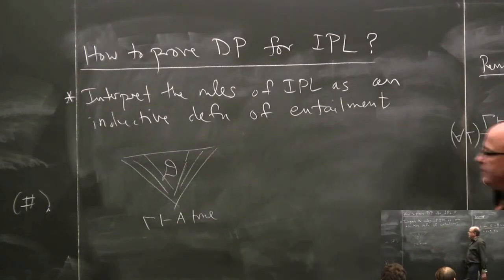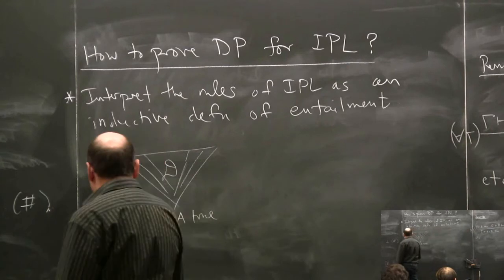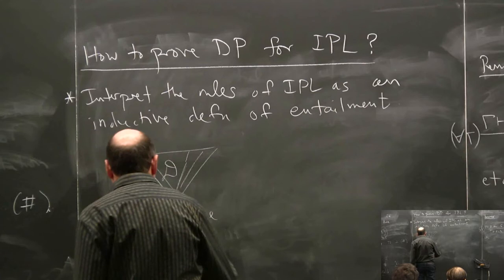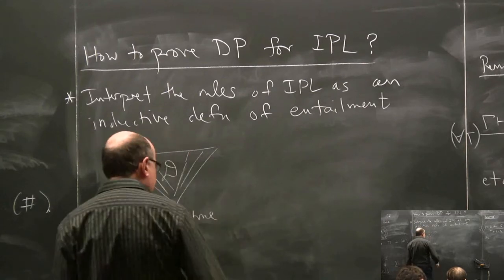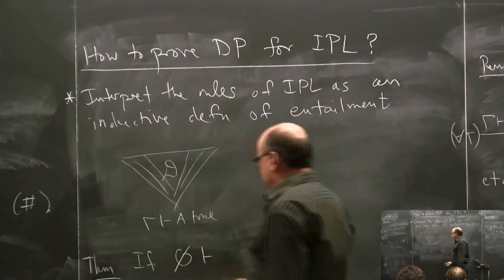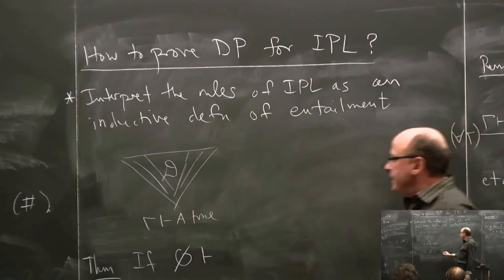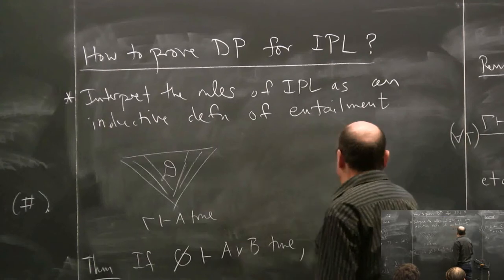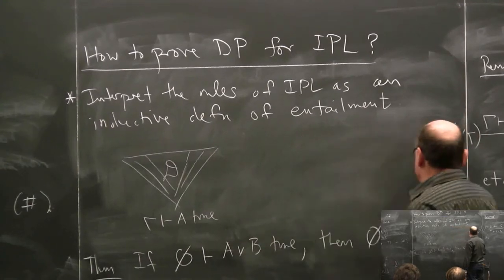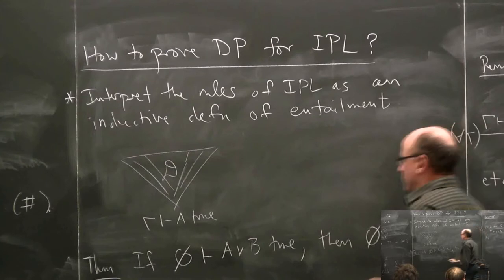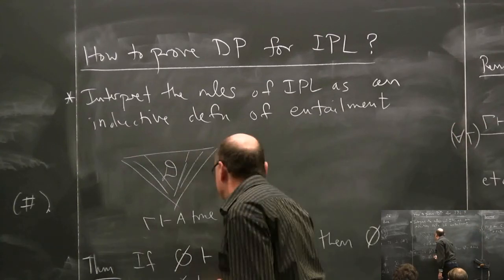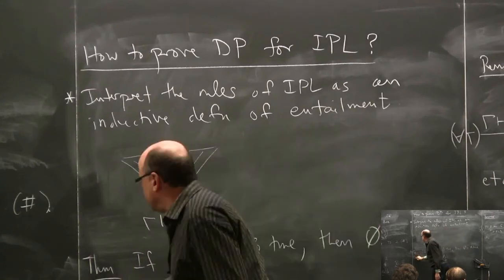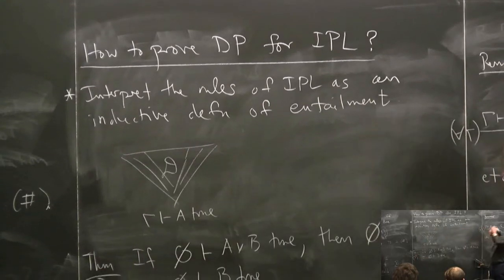Now what our theorem is going to be, and this is important: if under no assumptions you prove A or B is true, then under no assumptions you either have A is true, or under no assumptions you have B is true. I'll write it like this to stress it. That's the disjunction property, written out carefully.